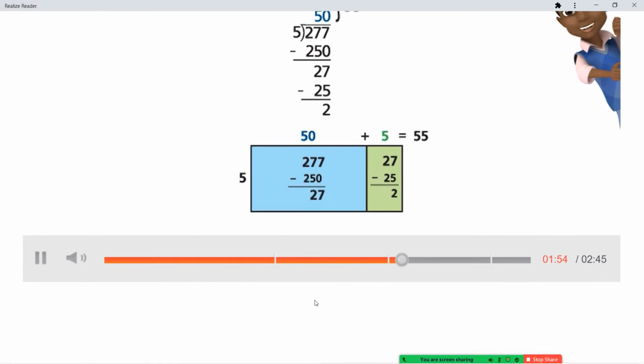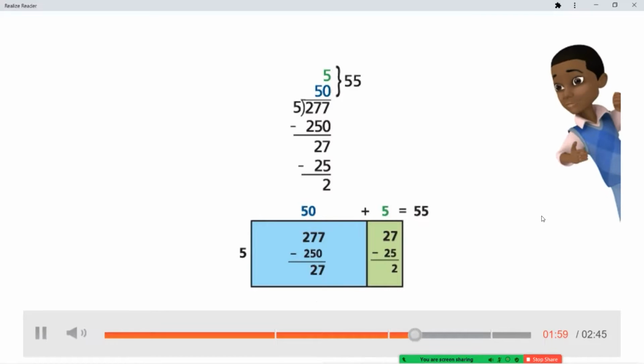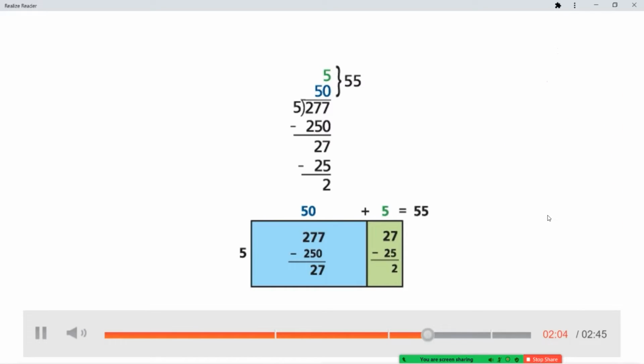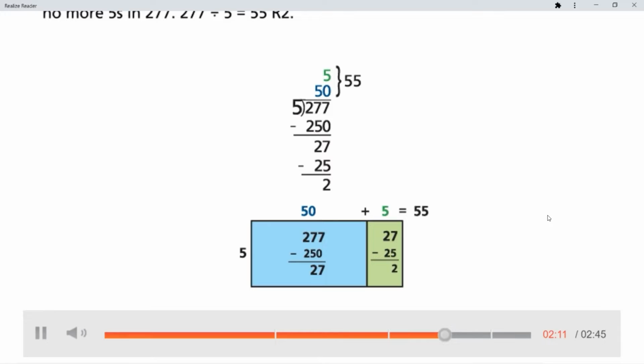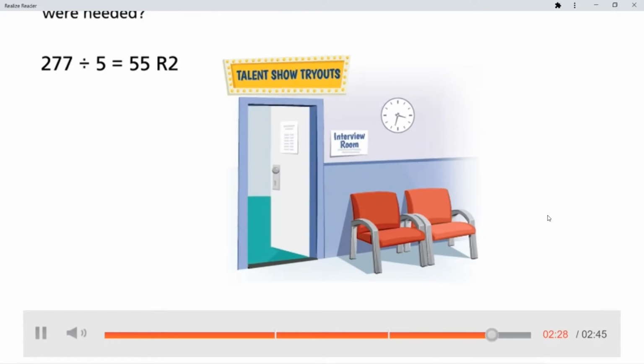277 was broken apart as 250 plus 25 plus 2. Breaking apart big numbers makes them easier to divide. Divide until the remainder is less than the divisor. 2 is less than 5, so there are no more 5s in 277. 277 divided by 5 is equal to 55, remainder 2. What do the quotient and remainder mean? How many group interviews were needed?